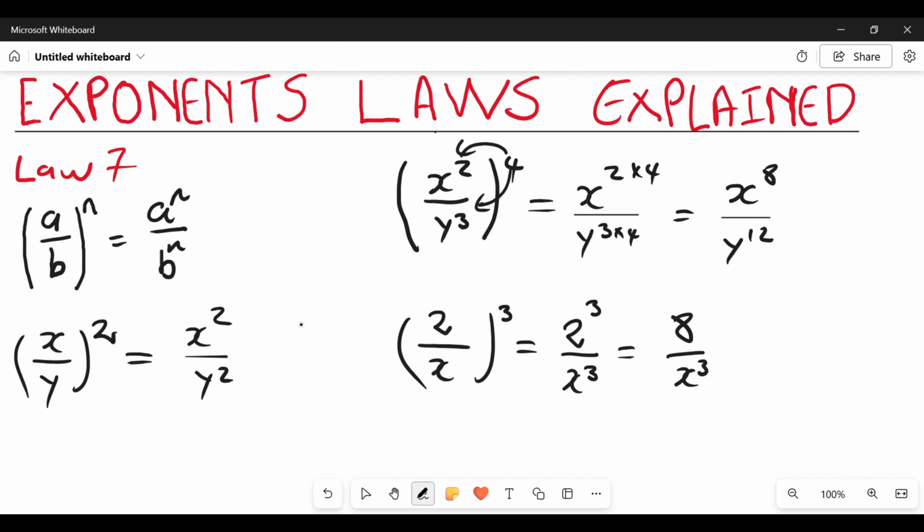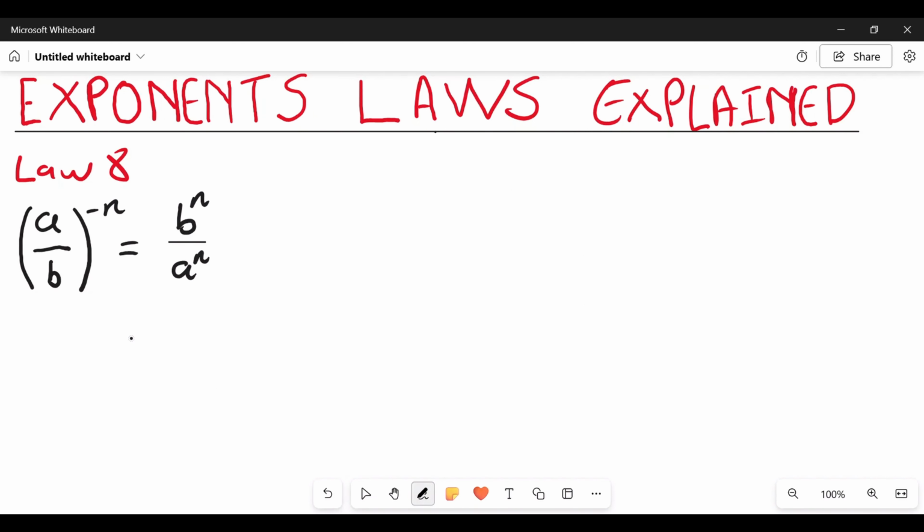Let's do law 8. Right, let's look at law 8. Now, when you look at this law here, similar to law 7, if you can see here, we have two bases that are not the same, that are dividing each other. But the difference here is that outside the bracket, they have the power of negative n. So when you solve this one, these swap, guys. As for b, it becomes the numerator, power of n. A becomes the denominator with the power of n.